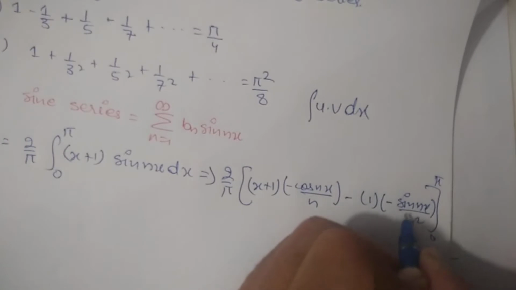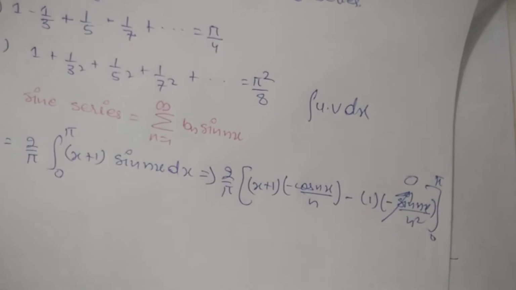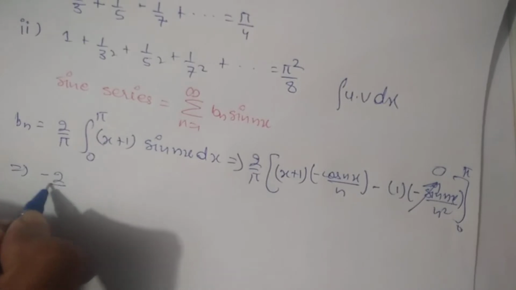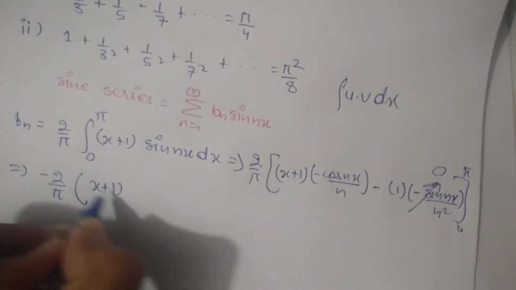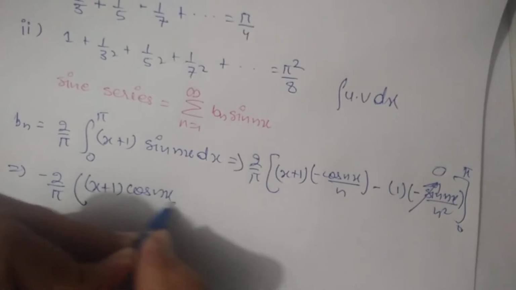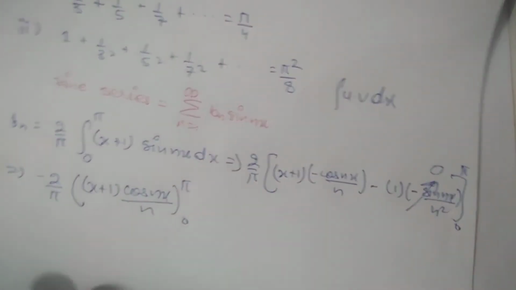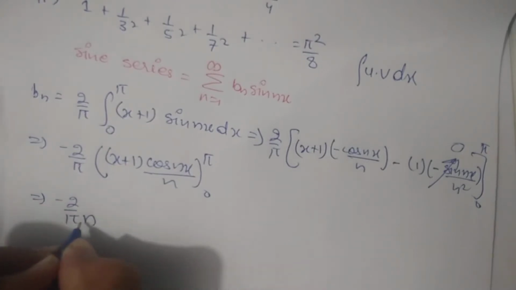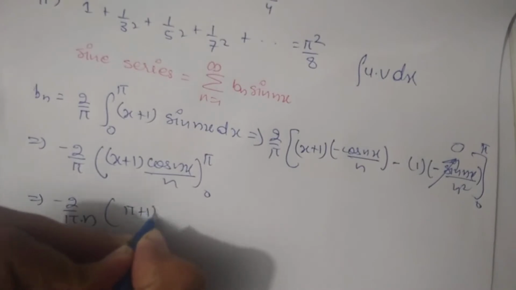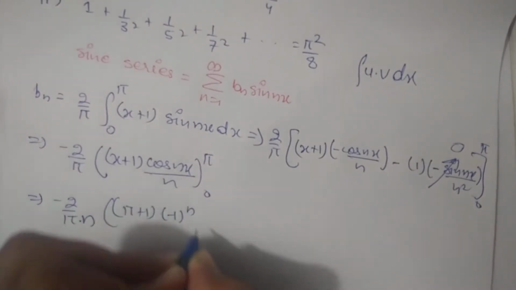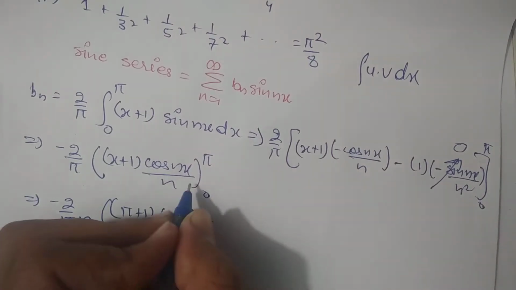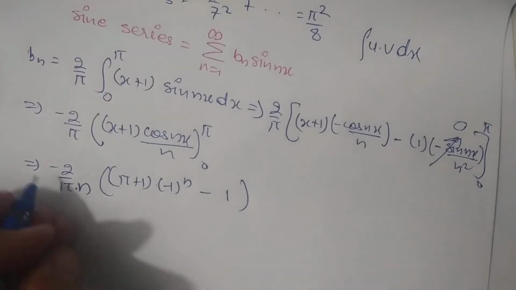Okay, so by putting the values x equals 0 and pi, sin n pi and sin 0 will be 0 only. So finally we have this value, and this will turn into minus 2 by pi, inside x plus 1 into cos nx by n. Now put the limits from 0 to pi, and we get minus 2 by pi, and I am also taking n outside common, and inside pi plus 1 into cos n pi, minus cos 0. Cos n pi will be minus 1 power n, and cos 0 will be 1 only. So this value can be written just like that.